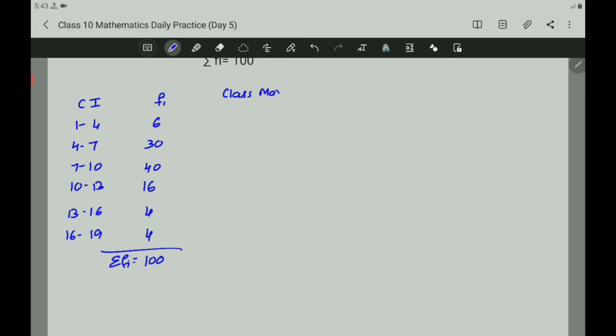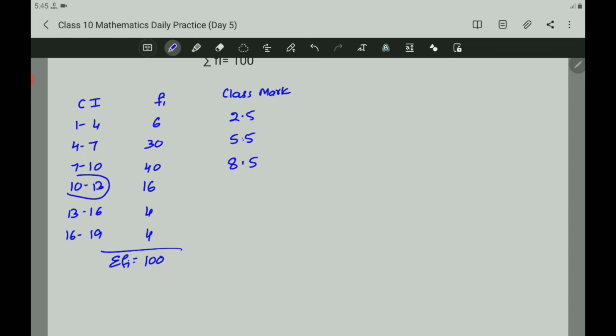You know the method of finding the class marks, that is lower limit plus upper limit divided by 2. 1 plus 4 by 2: 1 plus 4 is 5, 5 by 2 is 2.5. 4 plus 7 is 11, 11 by 2 is 5.5. Next, 7 plus 10 whole divided by 2. 7 plus 10 is 17, 17 by 2 is 8.5.